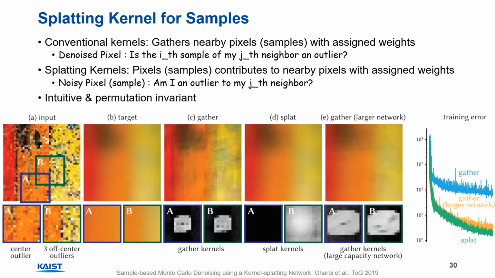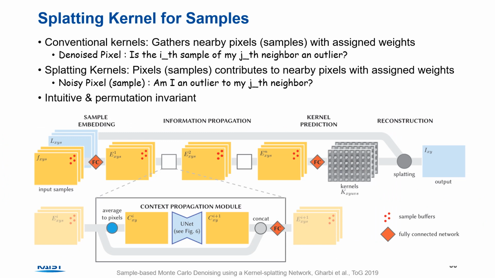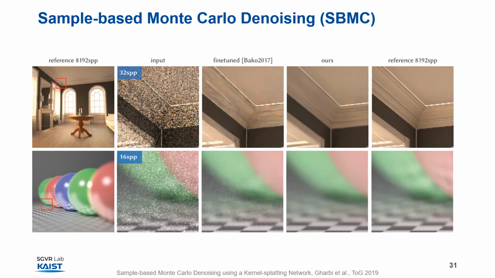And also, empirical results show that we can achieve a larger kernel while using smaller networks compared to using gather kernels. And by this, we can reduce the memory overhead. And this is the neural network that estimates the splatting kernel weights. And here we can see that the sample-based Monte Carlo denoising, or SBMC, shows better denoising on general cases and on sample-wise effects.